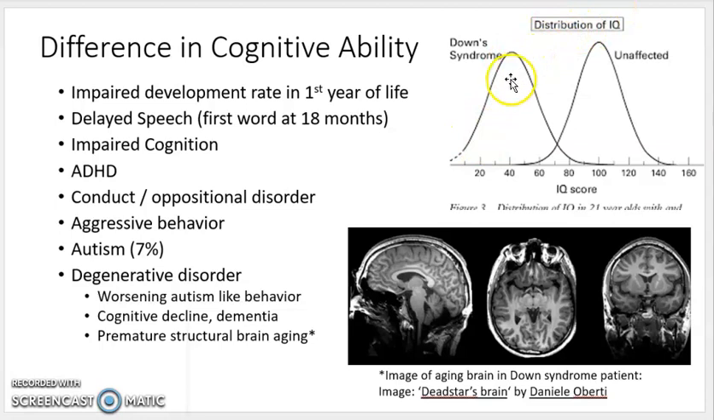Over here, I have a bell curve of a distribution of IQ. This was a study taken in 21-year-olds with Down syndrome. And as you can see, the average IQ in Down syndrome is 40, and the average IQ in 21-year-olds without Down syndrome is 100. And down here is the image of an aging brain in Down syndrome.